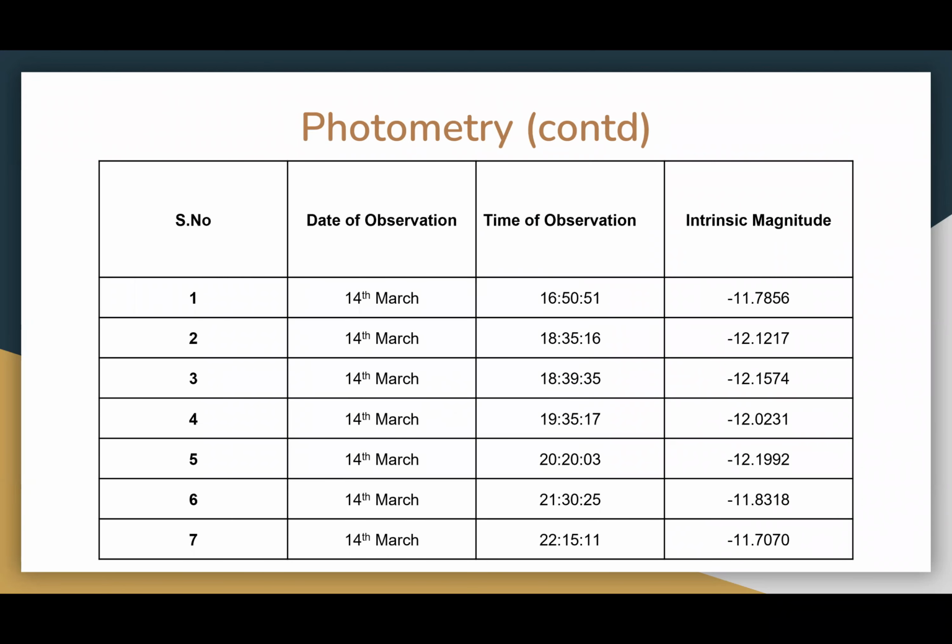Performing the photometry gave us the values of intrinsic magnitude, which is shown in the fourth column of this table. On the second and third columns, we have the date and time of our observations.